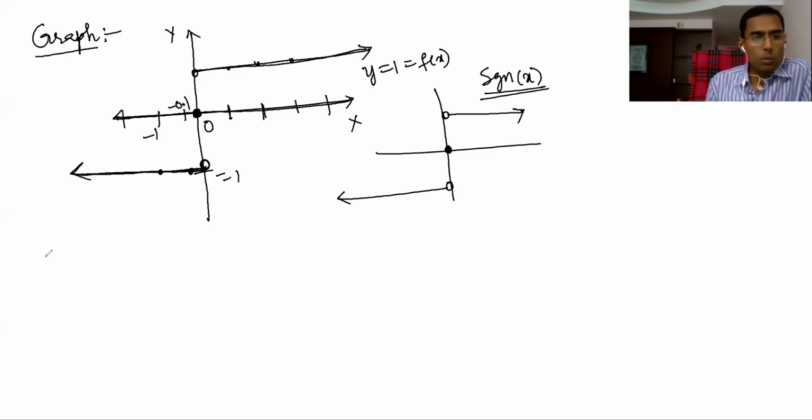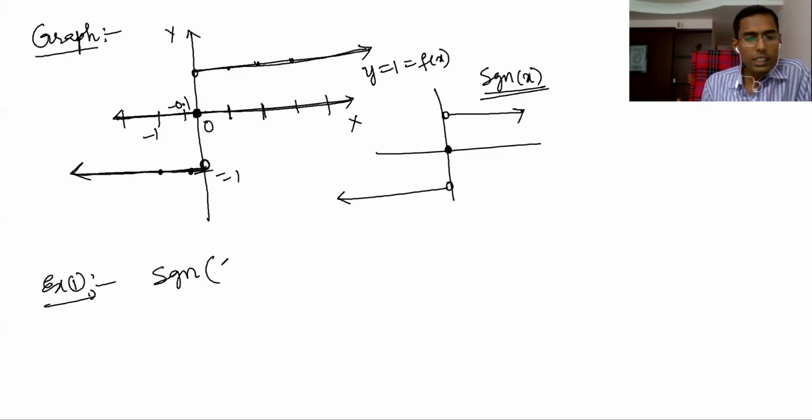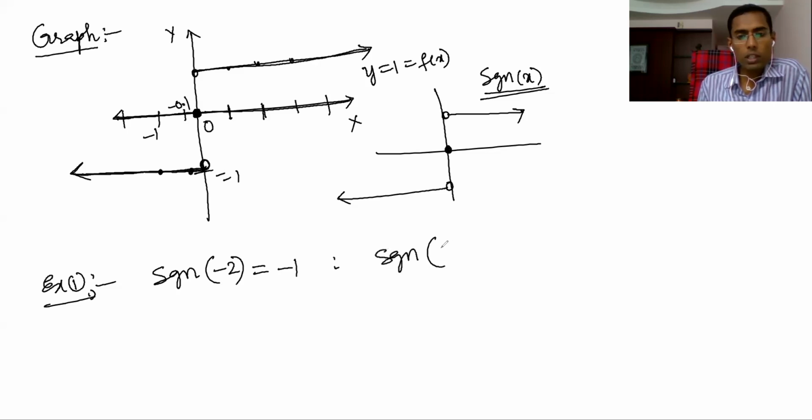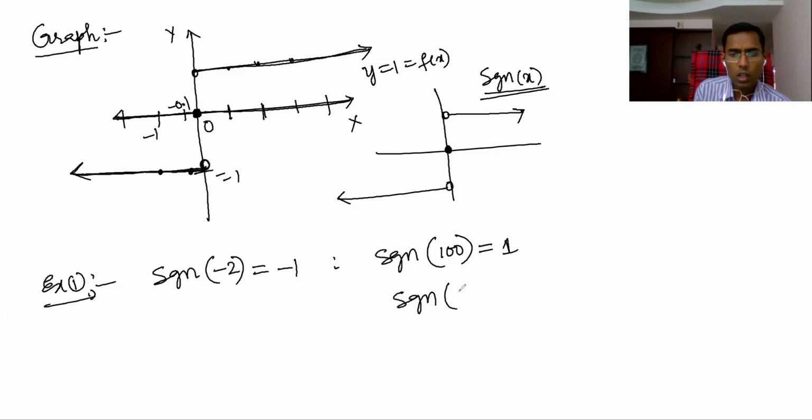Now I will give you some examples. Signum of minus 2 is minus 1. Signum of 100, how much? Signum function of 100 is 1, because x is positive. Signum of 22.9 is 1, because it is positive. Like that you have to check.